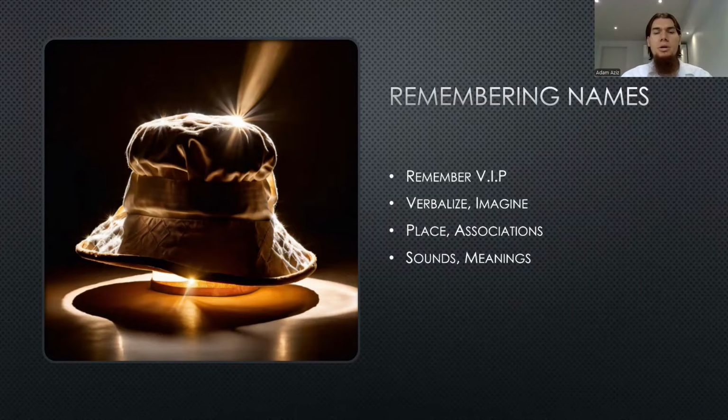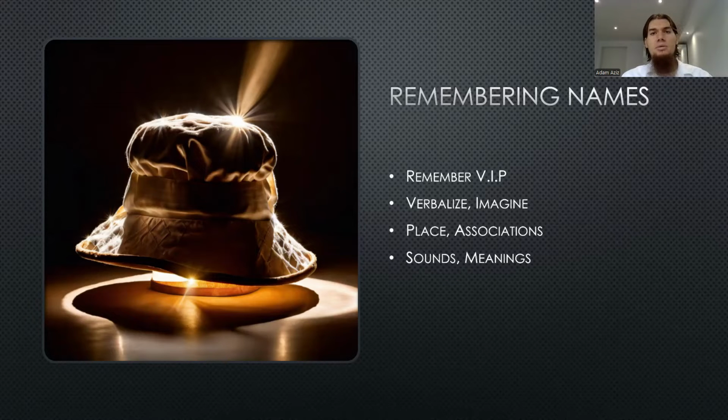So when we meet a person, we want to verbalize their name back to them. It helps embed into our memory. We want to imagine their name as an image. Say we meet Mr. Baker, we want to imagine his name as a baker's hat. And lastly, we want to place the image. We want to find a unique place on Mr. Baker's face and place the hat there. Say Mr. Baker has a strong forehead, we place the baker's hat on his forehead.